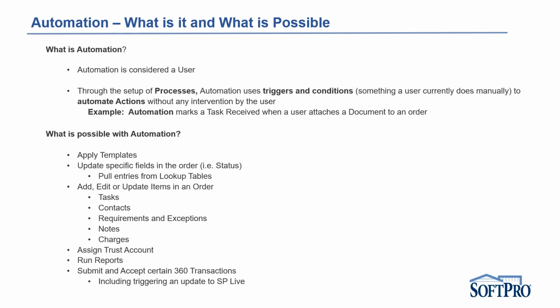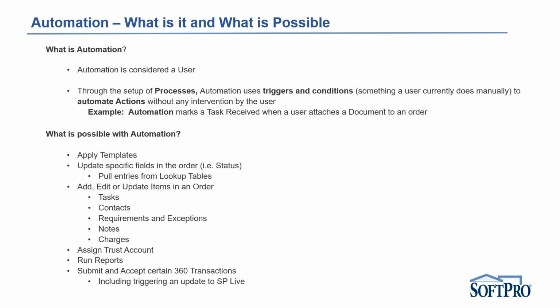So what are some of the things that are possible? Again, it is a pretty big ball of wax, but automation can apply templates. Just remember all of these things that automation can do, we have to tell it, and we have to be able to tell it when it needs to do these by virtue of putting something in the order so that it knows that it's the right time to perform these actions.